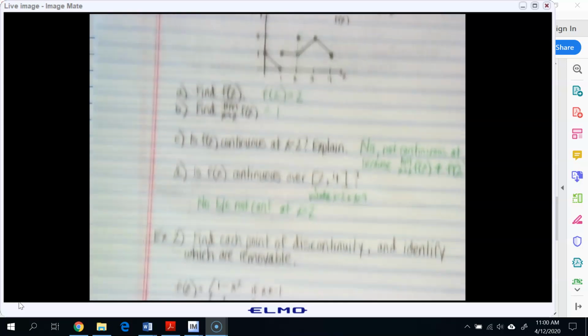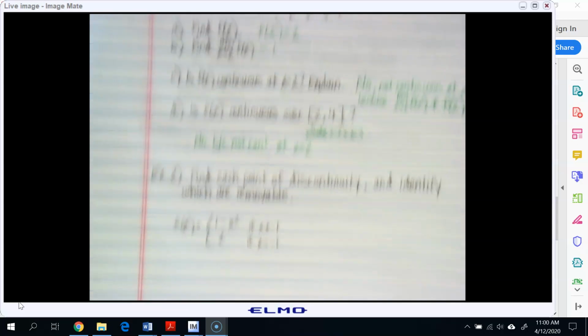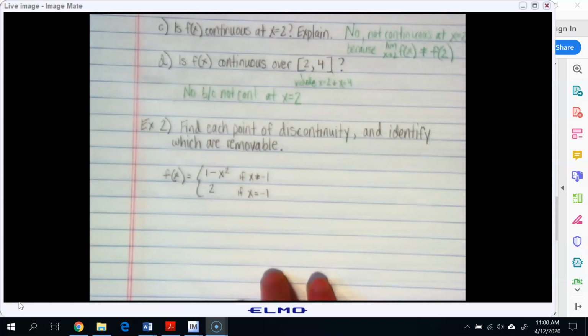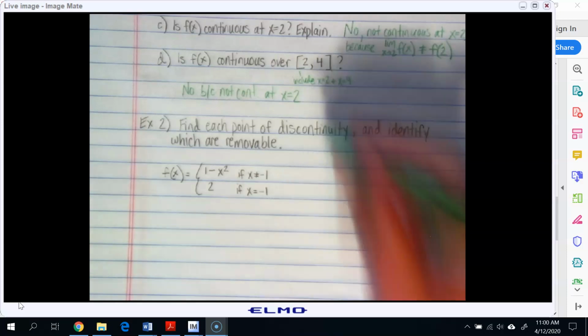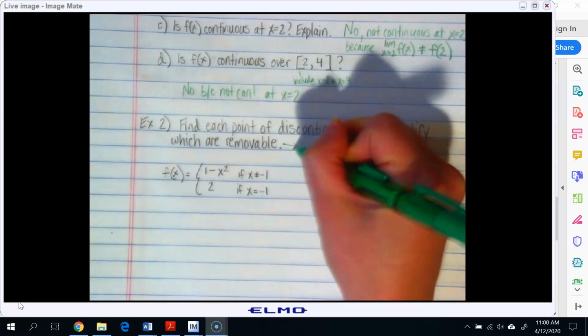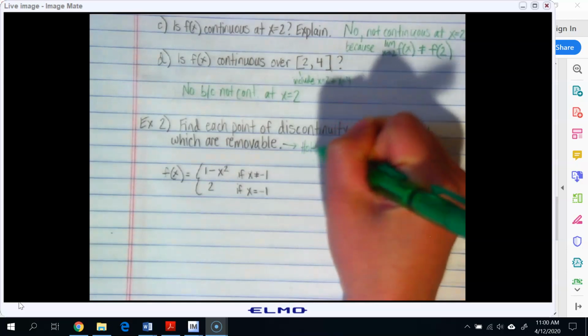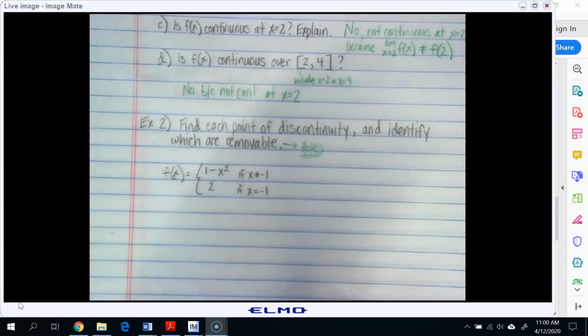Okay, so in example 2, it says, find each point of discontinuity and identify which are removable. Alright, the only discontinuities that are removable are holes. So if you can identify whether your function has a hole or not without graphing it, then perfect. That will tell you the discontinuity and it will tell you that it's removable.